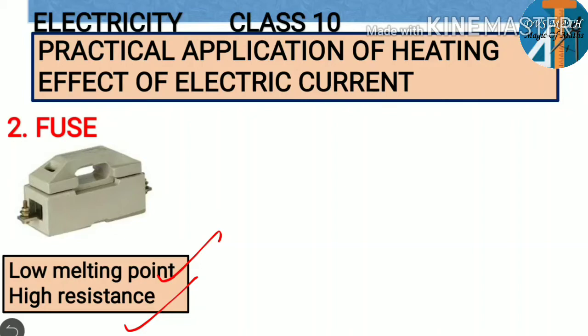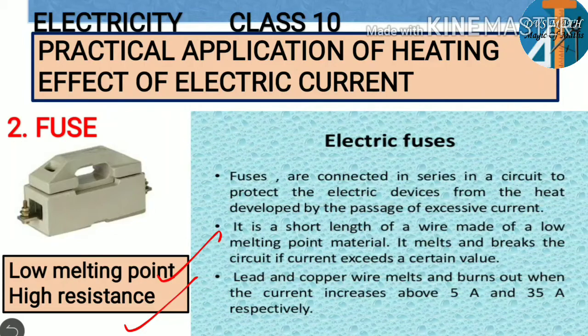Let me explain why these two properties are in the fuse. As you all know, fuses are connected in series in a circuit. Why is this fuse used? Because if there is excessive flow of current, or high voltage, the fuse avoids that excessive flow of charges. If it allows it, there will be damage to electrical appliances, like short circuit or overloading. These concepts you learn in the next lesson.